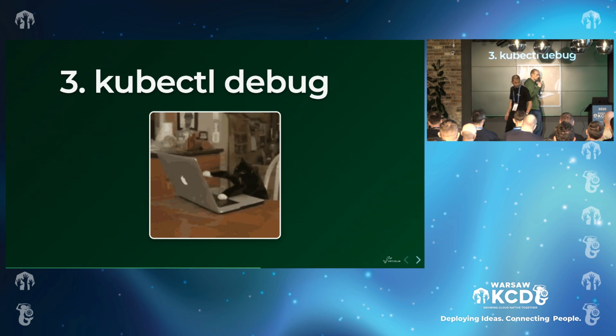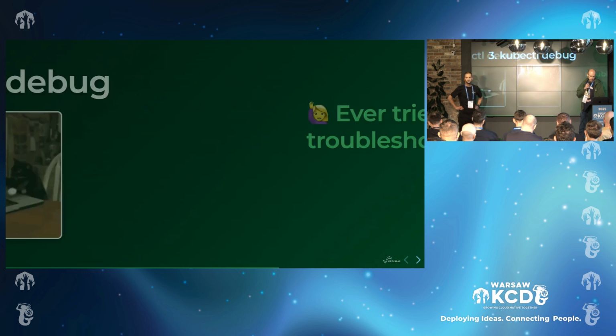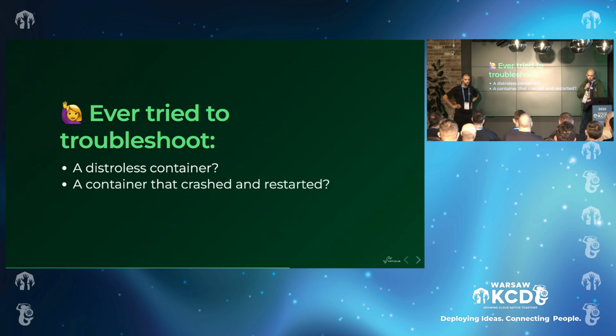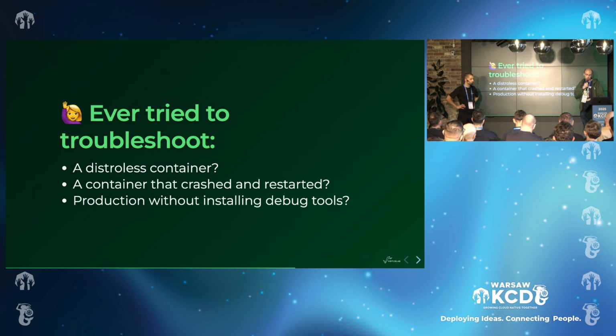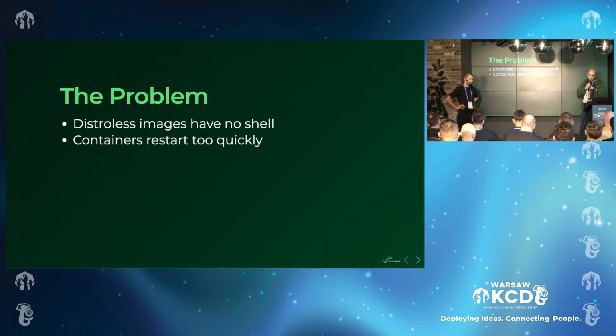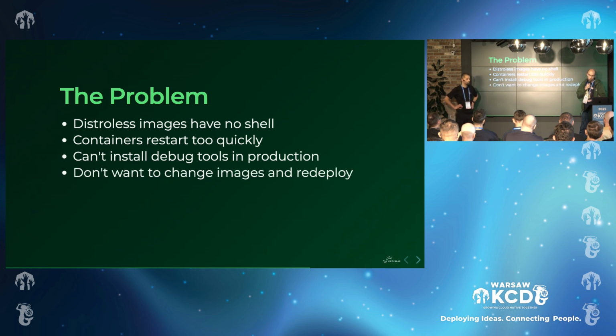The last thing which we want to discuss today is kubectl debug. Did you ever have a problem debugging a distroless container? Or maybe a container which is constantly restarting? Or maybe we are trying to debug something in the production environment and we don't have the necessary debug tools installed. The problem: distroless containers do not have a shell, so we cannot easily access them. Containers can restart too quickly and we don't have time to check the problem. Or the containers do not have the necessary debug tools installed and we don't want to change those images to include them.